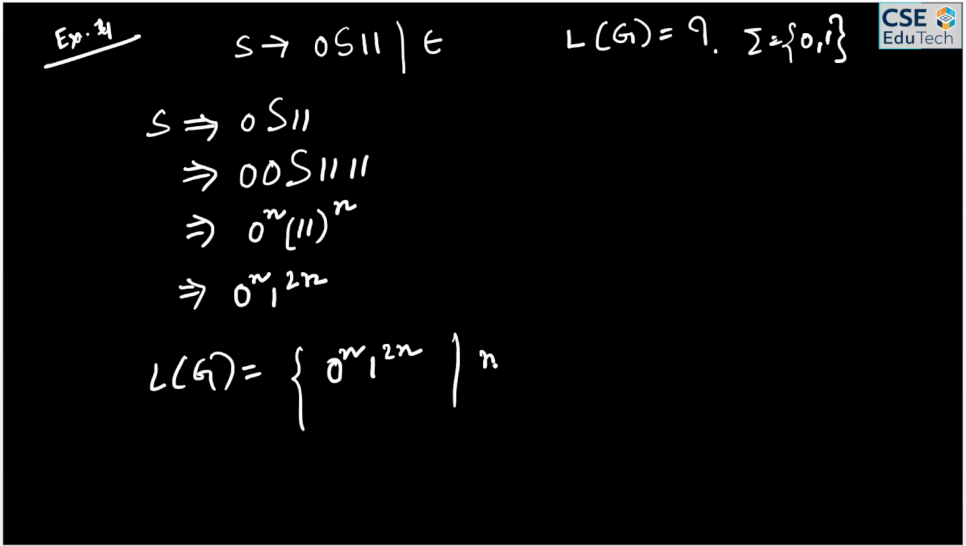What will be the value of n now? n should be greater than or equal to 0, because epsilon is another string that will be generated by this grammar. So if we put 0 here, it will generate epsilon. If we put 1, it will generate 011, clear, and so on. So this is basically the language generated by this grammar.